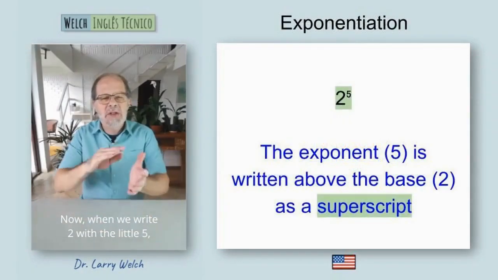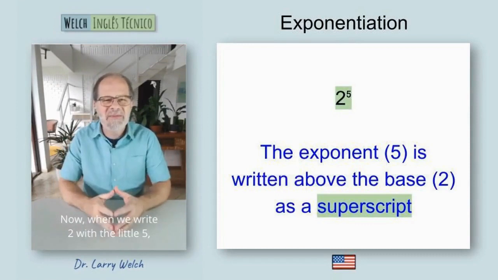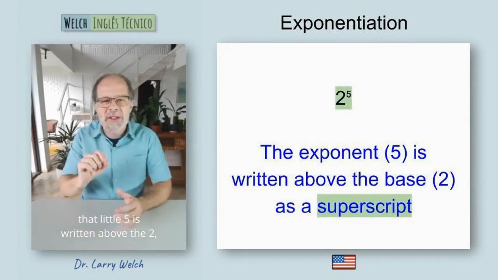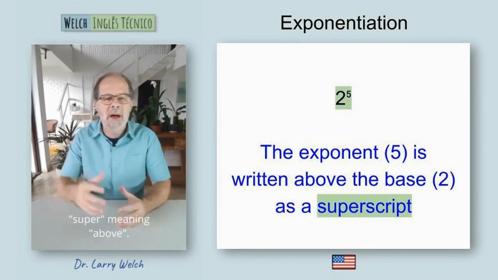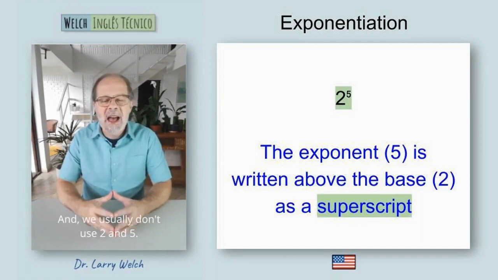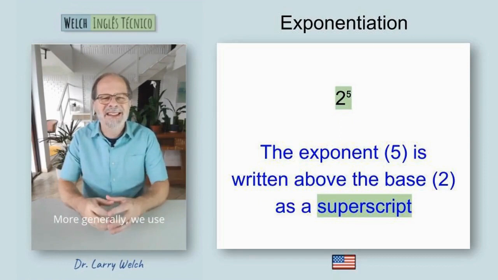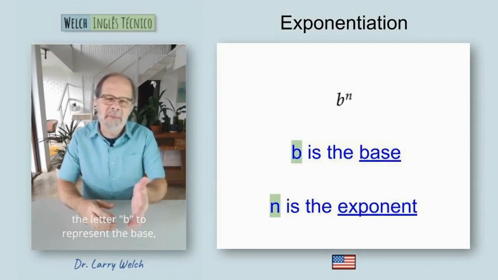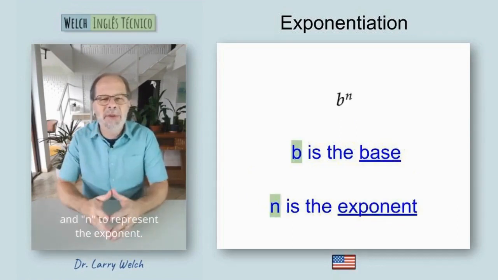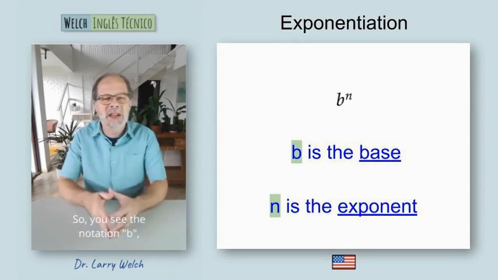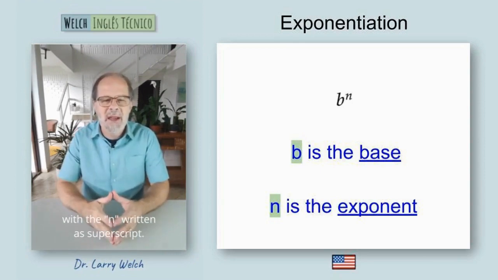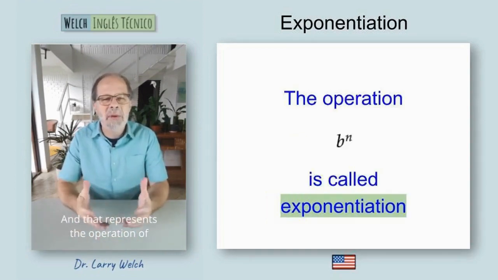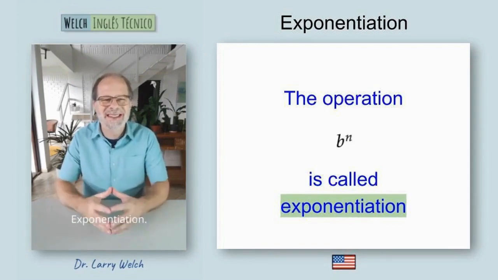Now, when we write 2 with a little 5, that little 5 is written above the 2, and we call that a superscript. Super meaning above, superscript. And we usually don't use 2 and 5. More generally, we use the letter B to represent the base and N to represent the exponent. So you see the notation B with the N written as superscript, and that represents the operation of exponentiation.